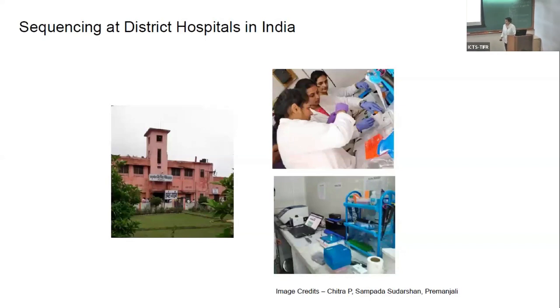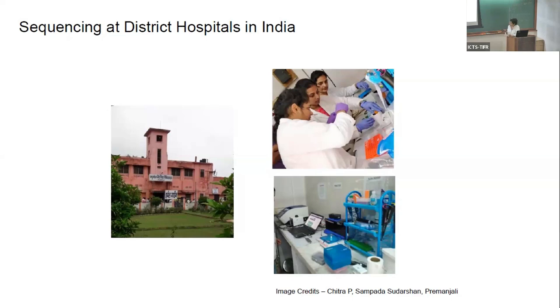Okay, so I'm going to next shift to cases of unknown etiology, and then give you an example of where we have been able to find a pathogen, and then ask some of the questions about association, right? So this is Uttar Pradesh, Deoria, which is eastern UP, and this is where we set up a lab. So this is the hospital.